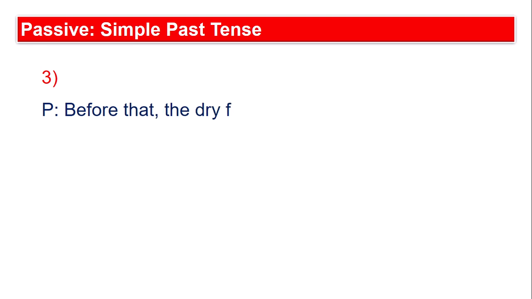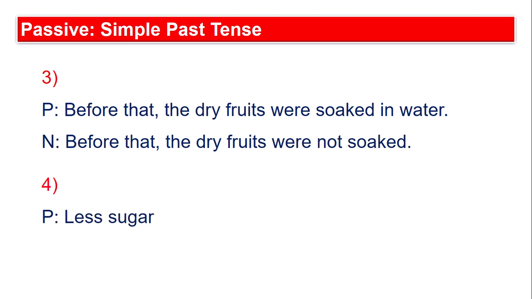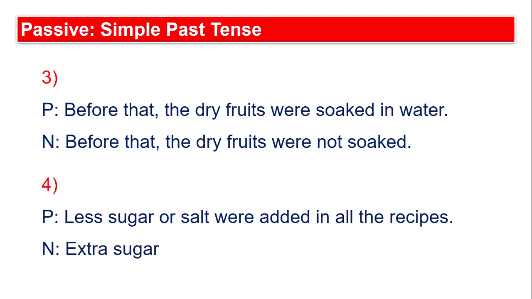Third sentence, before that, here we have used the time initially, and then we put a comma behind it so that the sentence begins with the object, the dry fruits. Before that, the dry fruits were soaked in water. Before that, the dry fruits were not soaked. I just put not in it, and we can have negative sentences in such a simple manner as well. If you want to make it a little bit different, then you can have some changes in the negative.